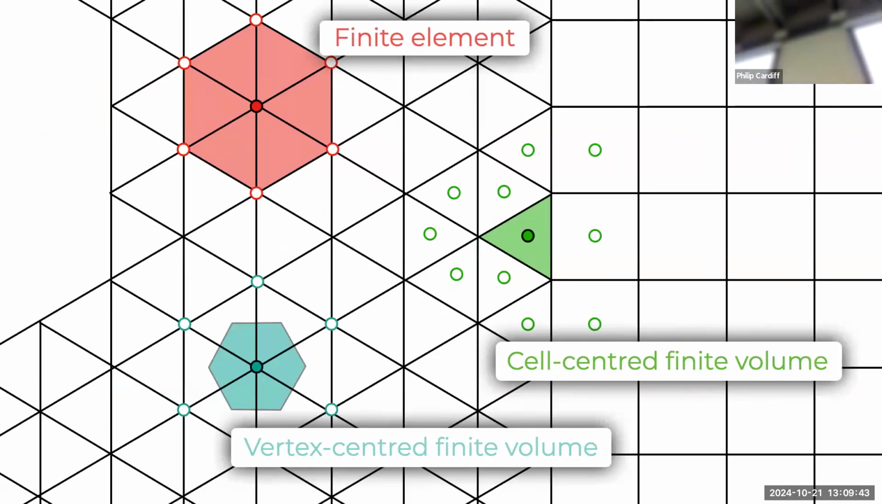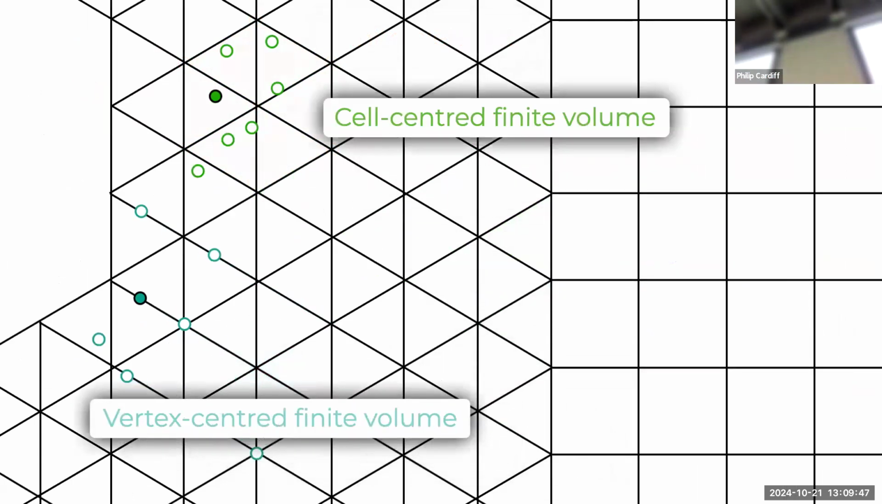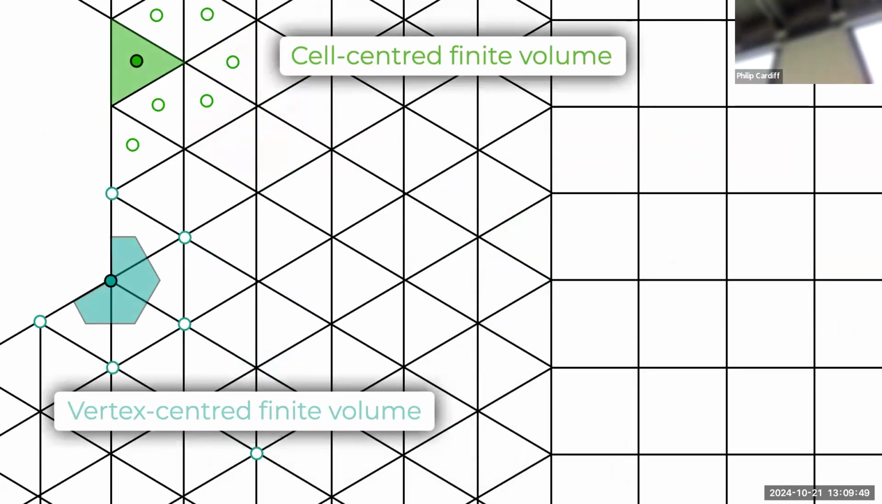Some other characteristics to note: if you look at the boundary of the domain, in cell-centered finite volume methods, you don't have nodes or unknowns on the boundary, whereas in vertex-centered methods like finite element and vertex-centered finite volume, you do. So it has some consequences for how easy it is to implement boundary conditions. And there's a continuum of numerical methods, with different ways to deal with these issues.